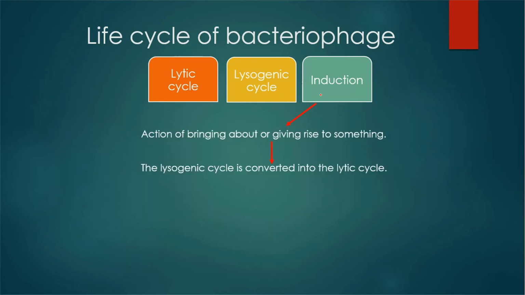The third life cycle of bacteriophage is induction. The word induction means the action of bringing about or giving rise to something. So in the induction life cycle, the lysogenic cycle is converted into the lytic cycle. It means that induction gives rise to the bacteriophages that can cause the lytic cycle or lysis of bacterial cells.